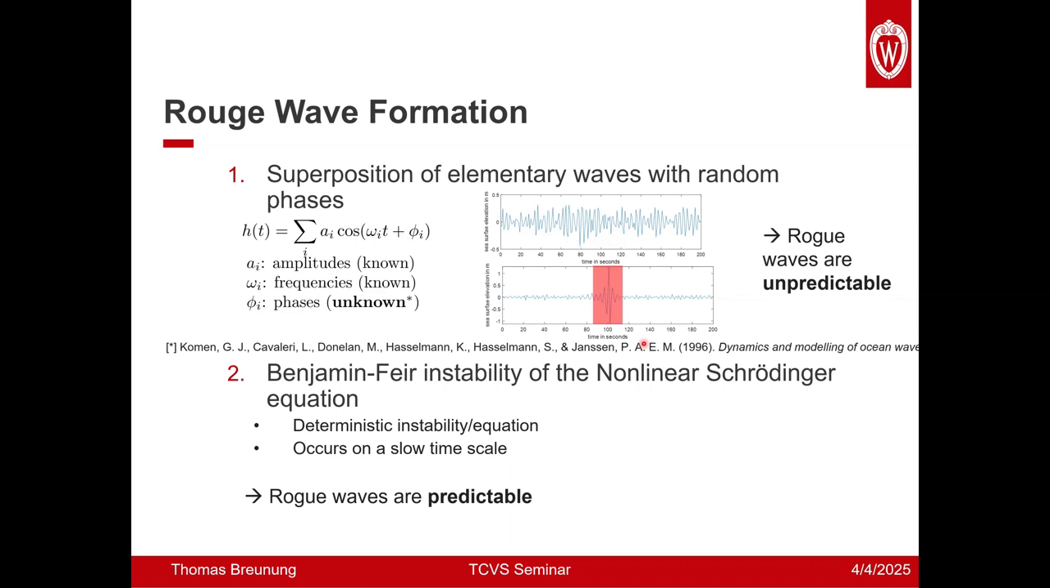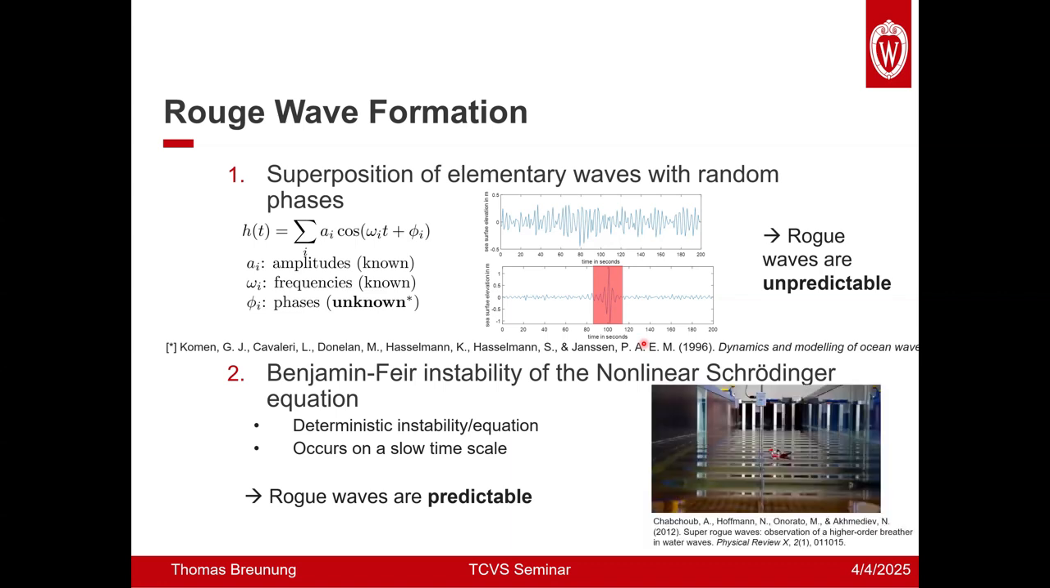It can be shown that the nonlinear Schrödinger equation has relevance for ocean waves. And this is a deterministic equation. The Benjamin-Feir instability is a deterministic instability of this equation, and this occurs on a slow time scale. And I apologize, I think this video doesn't work. If you're interested, Google this publication. They have a nice video of a rogue wave approaching a ship. So according to this theory, the rogue wave evolves very, very slowly over long time spans. And if that were true, one could technically detect this growth in amplitude and predict rogue waves.